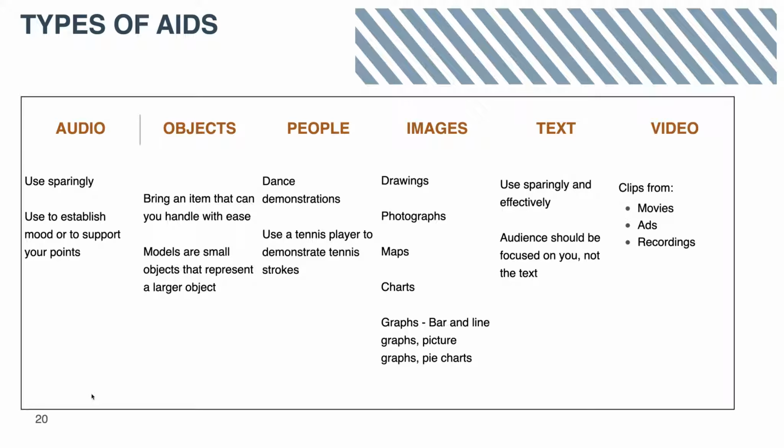In some cases, like you want someone to hear a specific voice or to establish a particular mood, then go ahead and use audio. Objects: if this is an in-person lecture and it's a demonstration and you bring something to show people, that obviously helps, right? A model of something helps. And then sometimes you bring in people, and you could do a tennis or a dance demonstration, right?